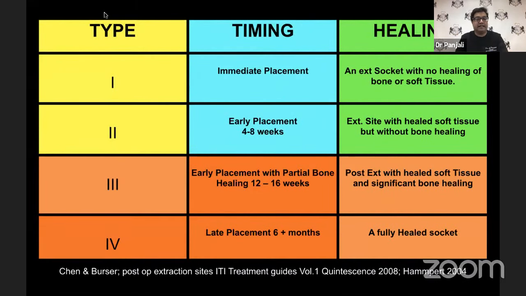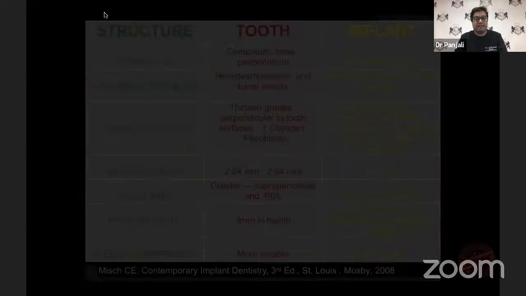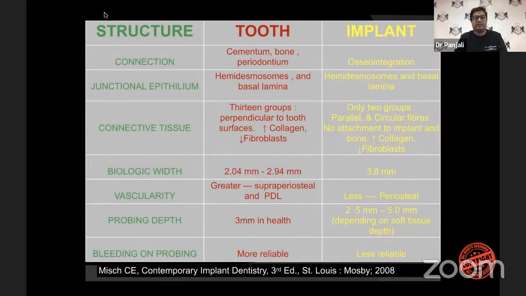Now, let's talk about the classification of implantology based upon the timing. So based upon timing, we have type 1, type 2, type 3, and type 4. Today, we'll be discussing the type 4, which is the late placement. So here is the basic difference between a tooth and an implant.